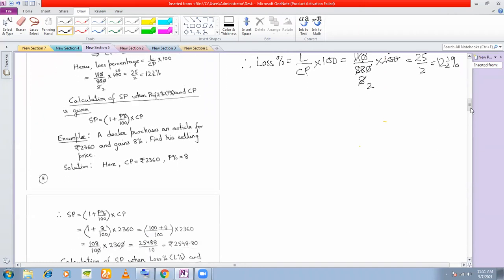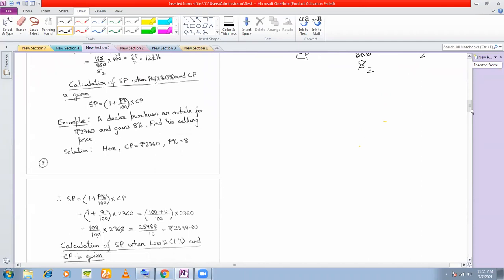Okay. Next, the next type of problem is when profit percentage and cost price is given, how to find out the selling price. Now this is very important. This is the formula that we are going to use. Selling price is equal to 1 plus P by 100 into CP. Now if you see, which formula does this look like? If you increase the cost price by P%, then you get the selling price, right? That is what it looks like.